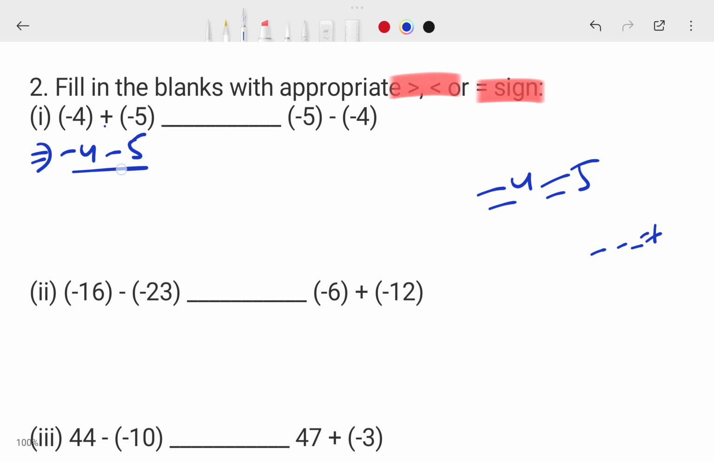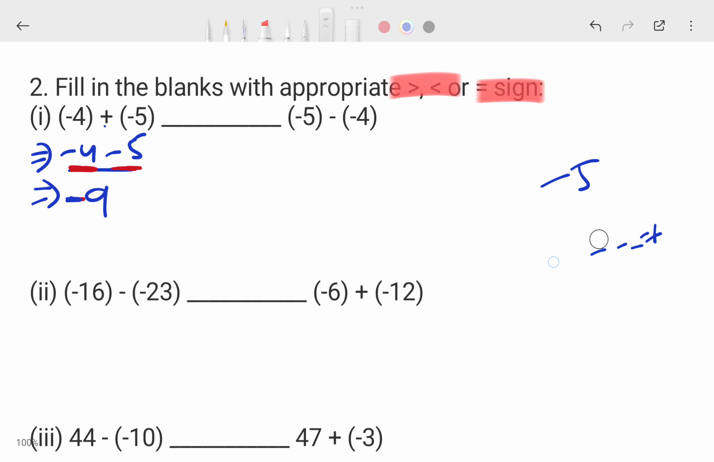So now we have to add both of these numbers. Why? Because minus minus is always plus. That's why we have to add 4 and 5. It is going to be 9. After that, which symbol can you put here? This is -4 and this is -5. Which is greater here? 5 is greater. Which symbol does 5 have? 5 has the minus symbol. That's why we have to put minus here. So the answer is going to be -9.